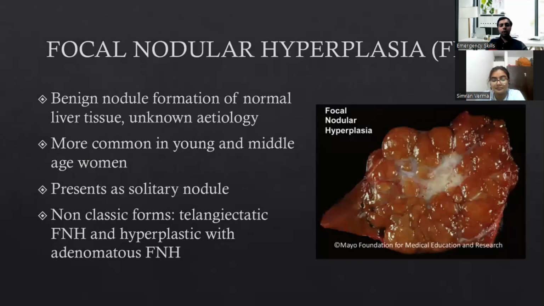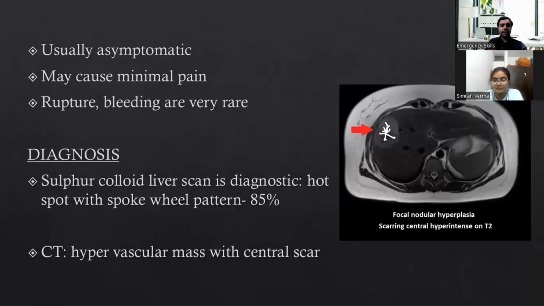Then next we have focal nodular hyperplasia, FNH. It's also a benign condition, but in this case, we have normal liver tissue. The etiology we don't know, but it is a hyperplasia with normal liver tissue present, more common in young and middle-aged women. In this picture, you can see there are multiple nodules, but in general, a solitary nodule is present, and that's the classical form. In the classical form, we have a solitary nodule, but in the non-classical form, like telangiectatic FNH or hyperplastic with adenomatous FNH, can be present. It's also usually asymptomatic and may cause very minimal pain. Rupture complication won't be present in this condition as such. If it's there, it's very rare, that is rupture or bleeding.